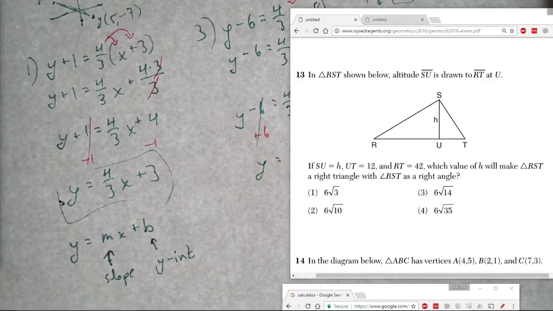Question 13. In triangle RST shown below, altitude SU is drawn to line segment RT, hitting at U. If SU equals H, UT equals 12, and RT is 42, which value of H will make triangle RST a right triangle with angle RST as a right angle?